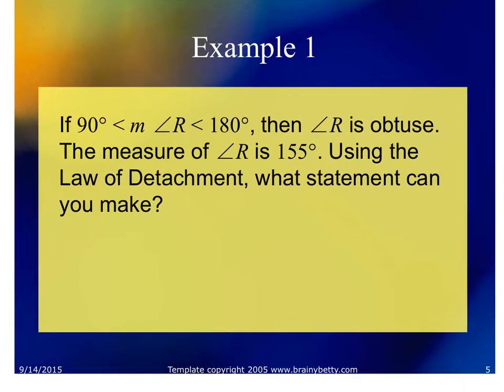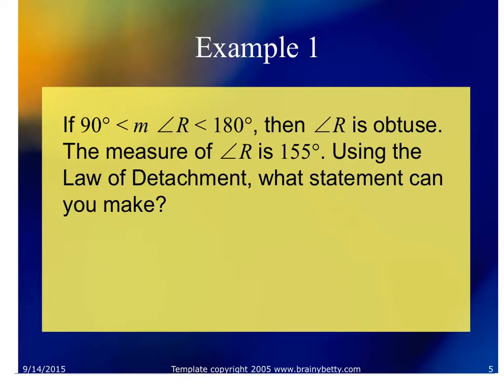Example 1. If 90 degrees is less than the measure of angle R, which is less than 180, then angle R is obtuse. The measure of angle R is 155, so it wants me to use the law of detachment and come up with a statement. I know it's kind of fuzzy, but here we go, it's clearing up. Okay, so what statement can I make using the law of detachment about angle R?